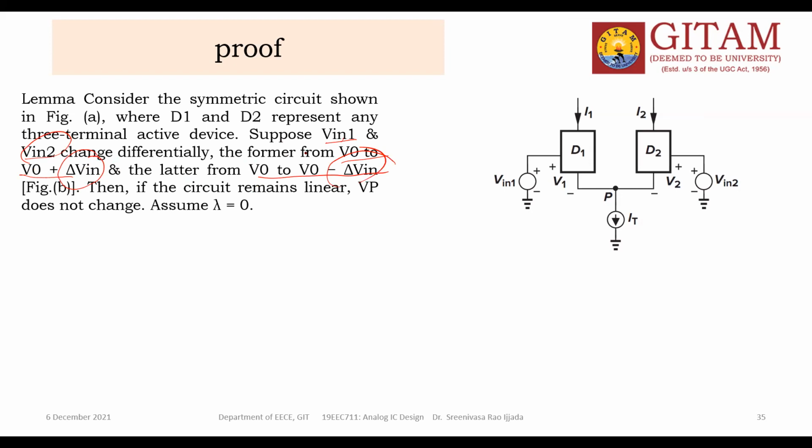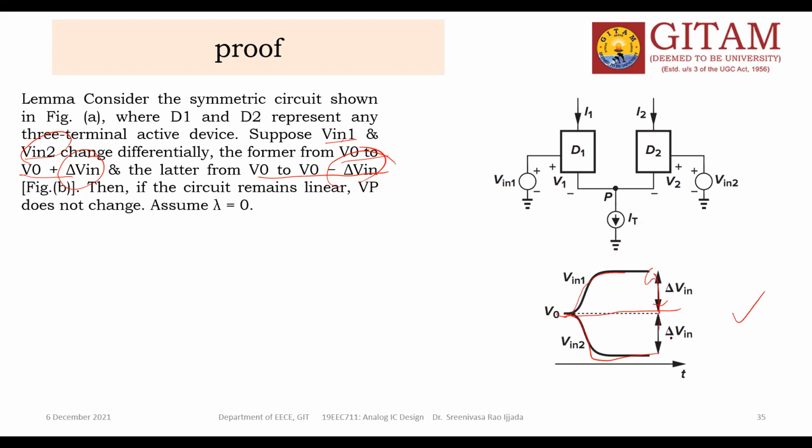Then if the circuit remains linear, Vp does not change. What do you mean by linear? As I told you, if both are linear, the circuit is linear. The Vp value is 0. The Vp value 0 means no change because the values are the same. So I can show the circuit. This is the initial voltage value, both Vin1 and Vin2. From this, one is changing like this, another one is changing like this. So the change is delta Vin, both are the same. One is in one direction, the other in another direction. Okay, I am talking about this one.